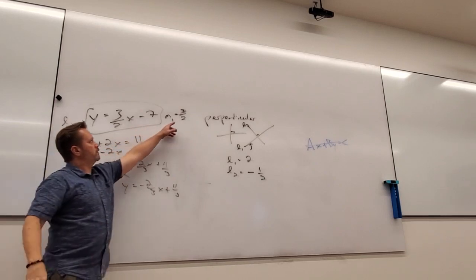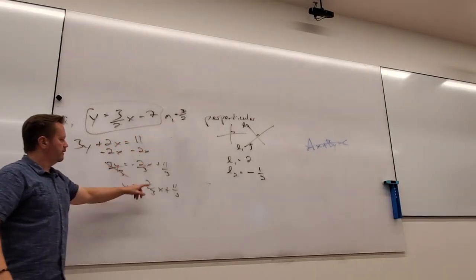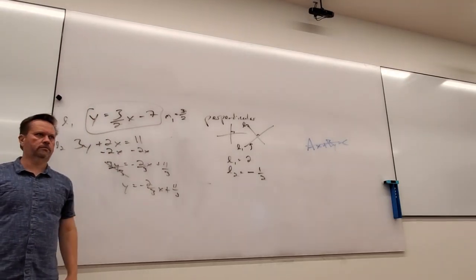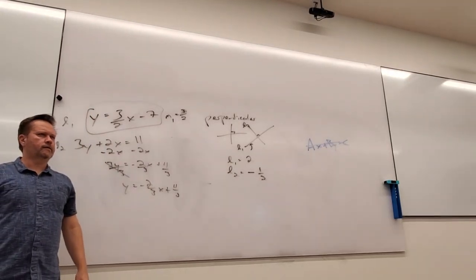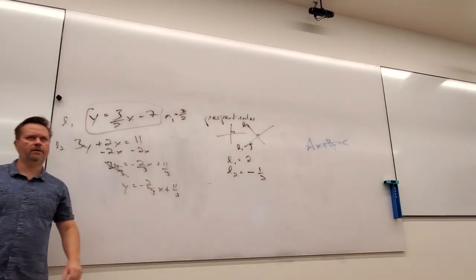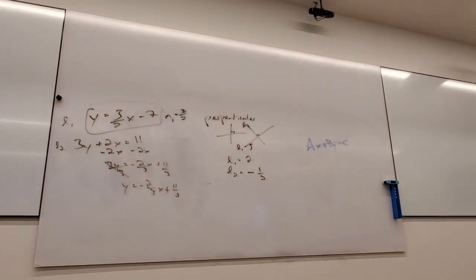Now, one slope is 3 halves. Is that the negative reciprocal of that? There you go. They're perpendicular. Big deal. I know. Okay. So that might pop up in some of the homework. Hold up.